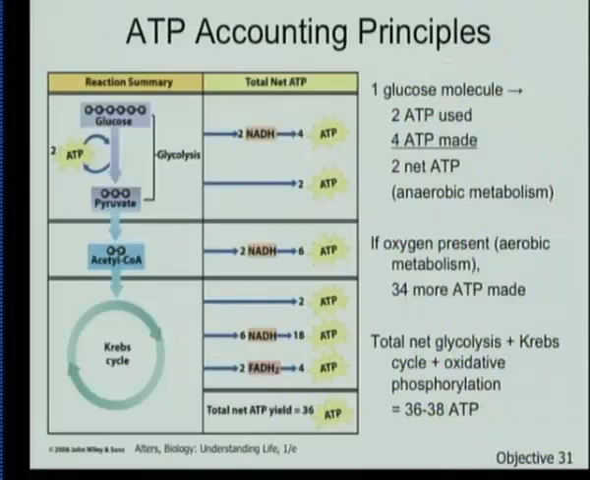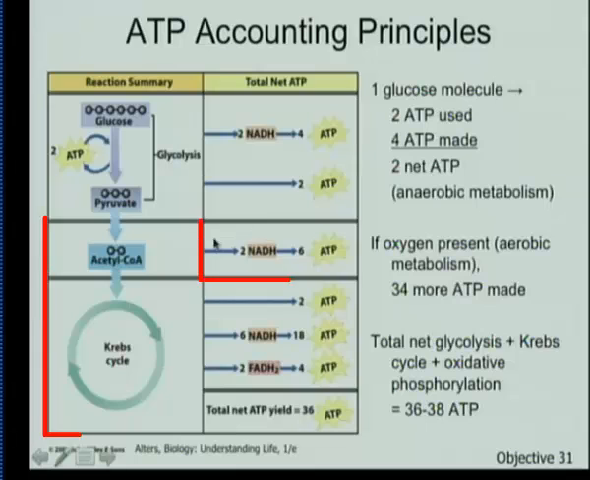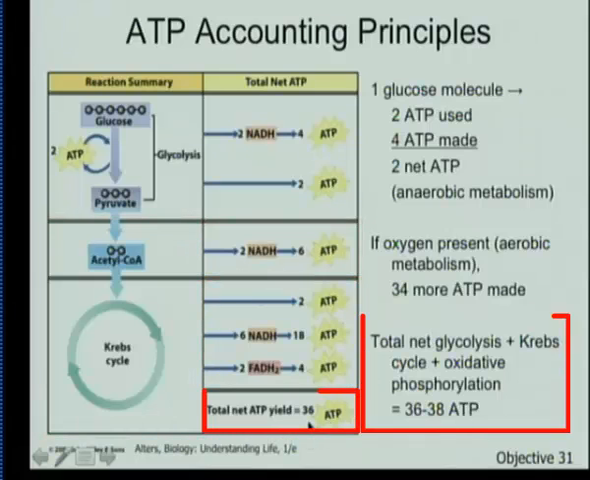So if we do the accounting for our ATP, we got 2 net from glycolysis, 2 more in the formation of acetyl-CoA through Krebs cycle, and then we got our biggest yield as we went through electron transport, is where we got that from.